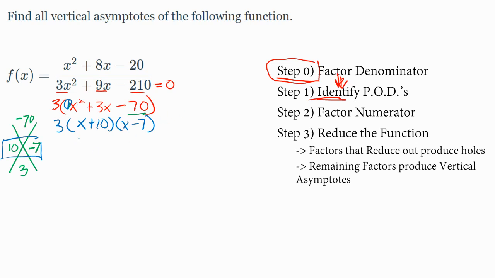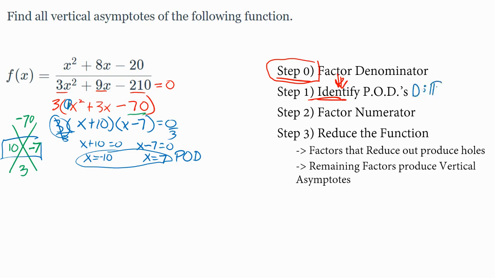So each one of these factors, you set them equal to 0. 3 divides out, so it's not part of the process. It just goes away. And then you set x plus 10 equal to 0 and x minus 7 equal to 0. That gives you x equals negative 10 and x equals 7 as points of discontinuity. Now, these are points of discontinuity. That's the result of our step 1. So basically, we just figured out the domain is all real numbers, except that x can't be those two things, negative 10 and 7.